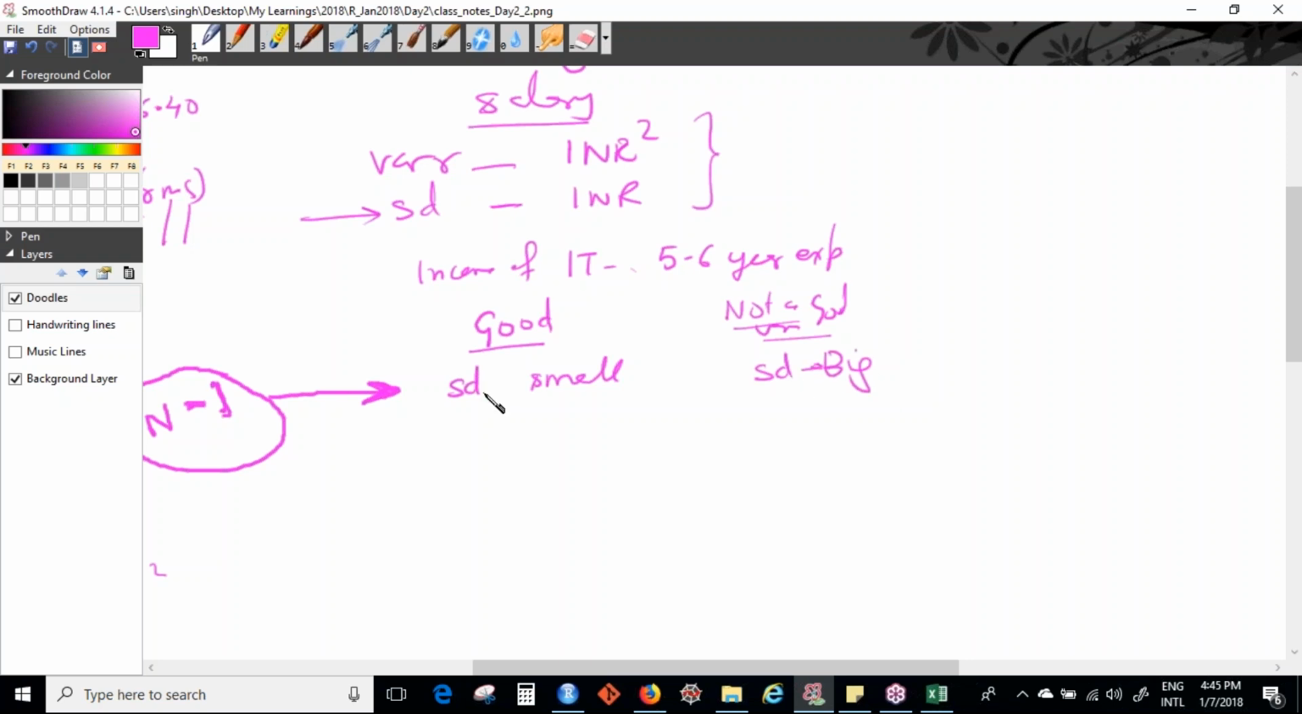So do you get this example? SD is small means everybody is very close. Everybody earns almost the same amount at this experience. But if your SD is big, it means there is a huge variance. Somebody is earning 3 lakhs with 5 years experience, somebody is earning 15 lakhs. But here the difference will not be a lot. It will be maybe between 5 to 8. Everybody is earning between 5 to 8. But here the range is big. So that means standard deviation is large.